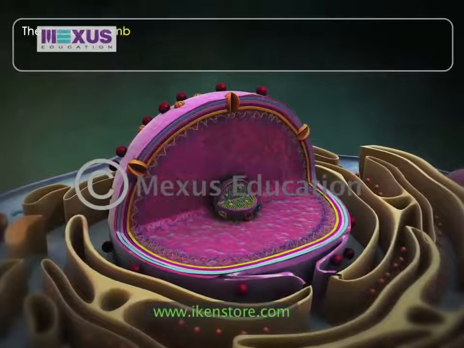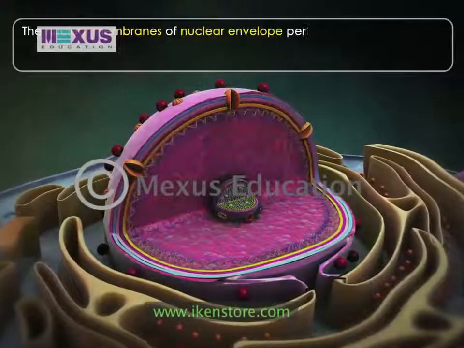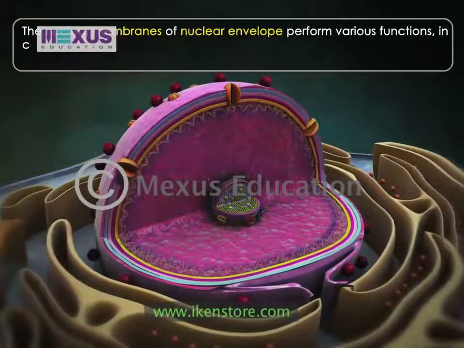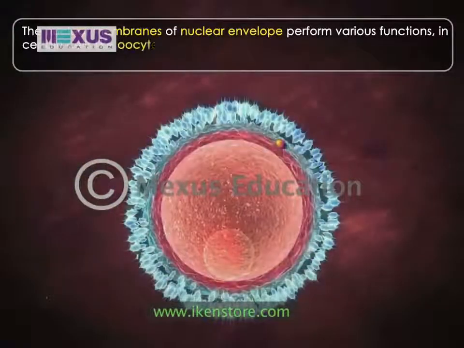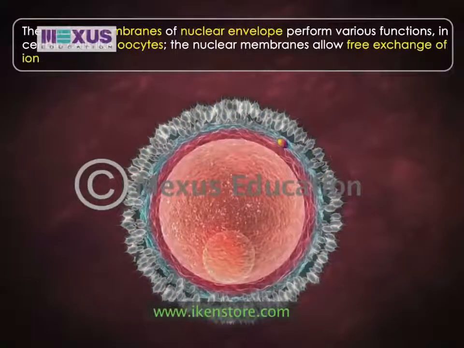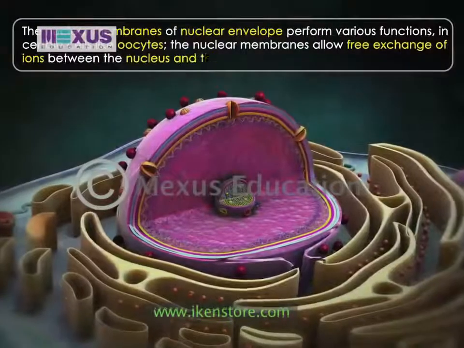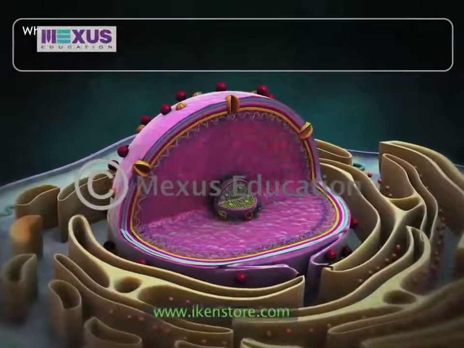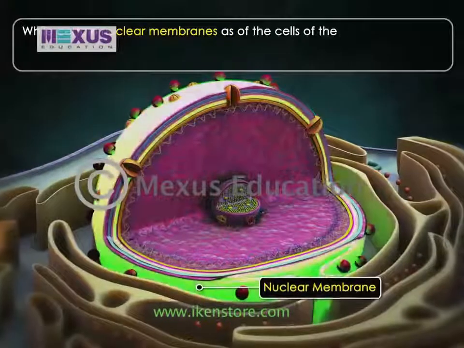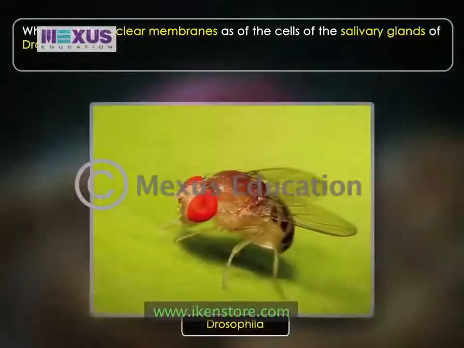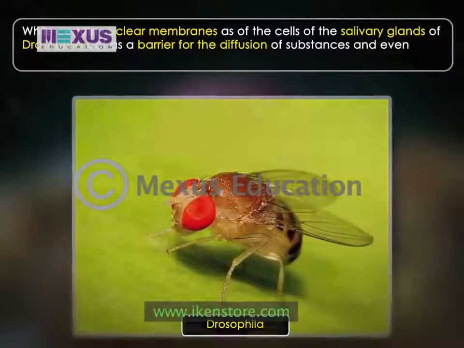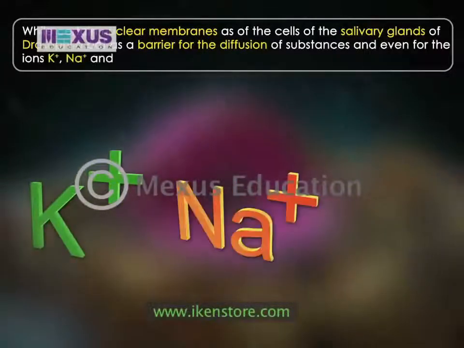The nuclear membranes of the nuclear envelope perform various functions for the nucleus. In certain cells like oocytes, the nuclear membranes allow free exchange of ions between the nucleus and the cytoplasm, while certain nuclear membranes, as of the cells of the salivary glands of Drosophila, act as a barrier for diffusion of substances and even the ions of potassium, sodium, and chlorine.